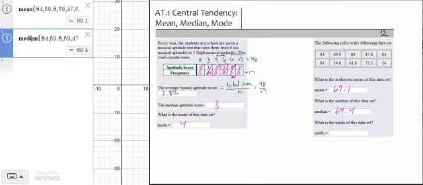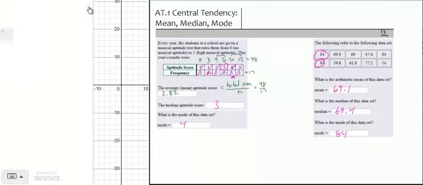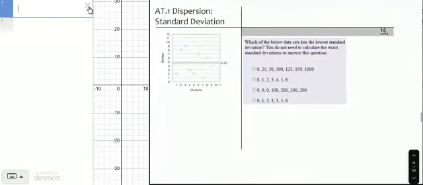69.4. Notice in this, it's an even number of problems, so it's just going to be the average of the two middle ones. And then finally, the mode: there's only one that is repeated multiple times, so 84 would be your mode. Okay, so that's mean, median, and mode, the most common central tendency types of questions.